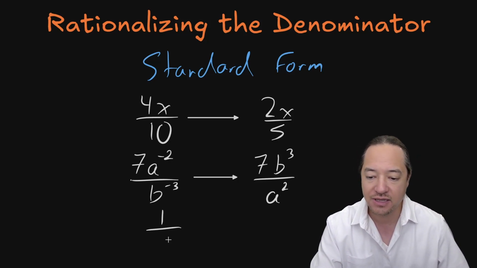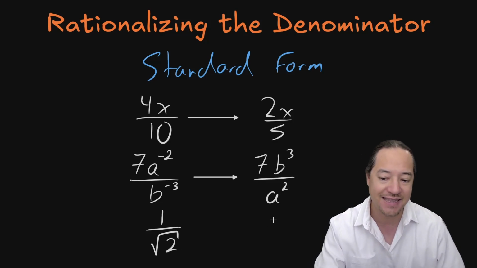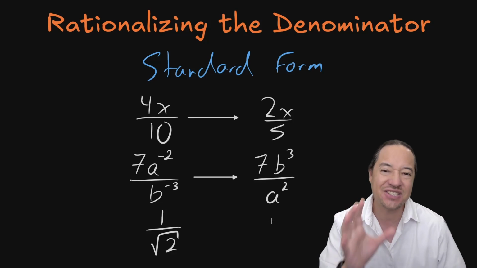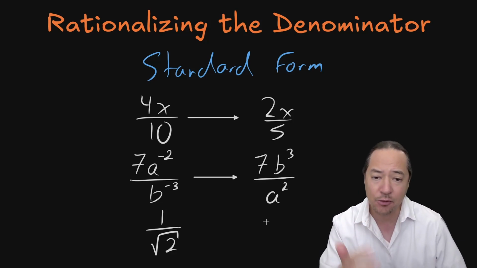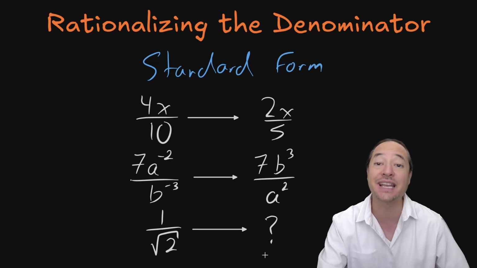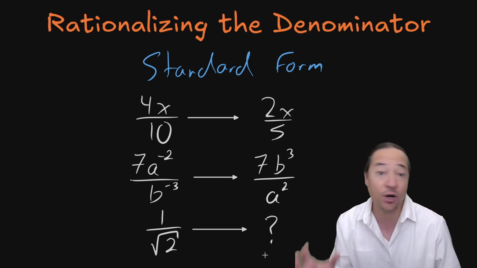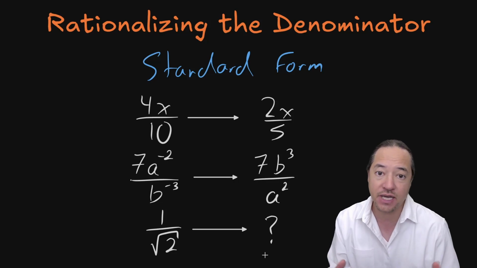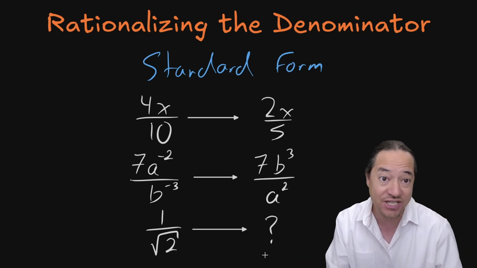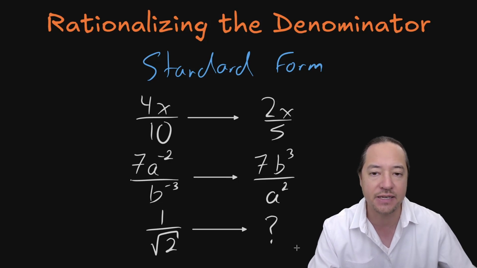Likewise, we don't like having a radical in a denominator. This doesn't look great aesthetically. This is not what we're looking for. We want to convert this into something else. We want to take that square root, that radical sign, out of the denominator. How do we do that? Well, that is what rationalizing the denominator means. So let's see how we can do that.